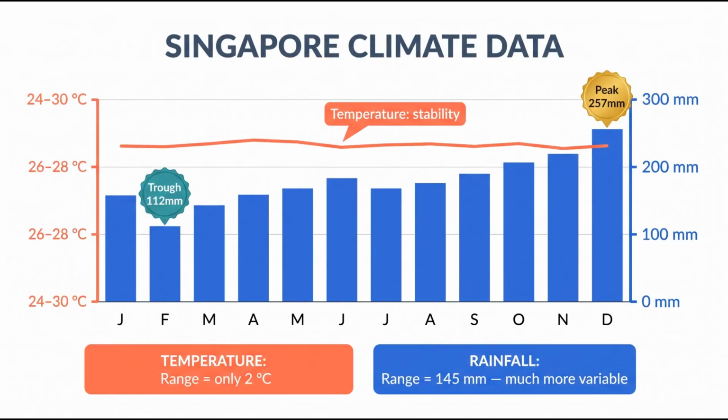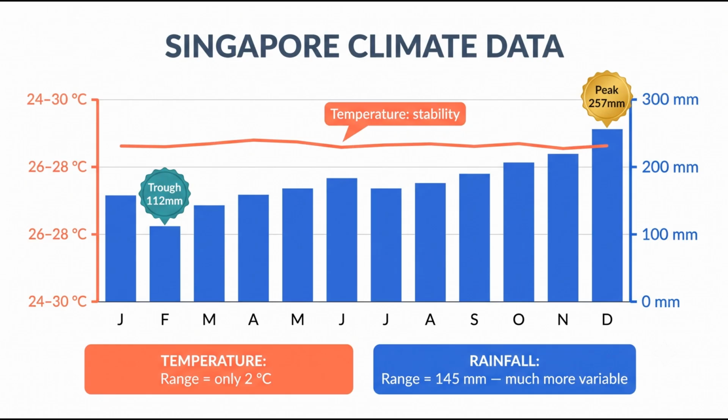Now let's look at Singapore's climate data, the worked example we'll use for the rest of this chapter. Look at the climate graph on screen. The blue bars show Singapore's rainfall each month, ranging from a low of 112 millimeters in February to a peak of 257 millimeters in December. The coral line shows Singapore's temperature, almost flat across the year, ranging from 26 degrees Celsius in January to 28 degrees in May and June.